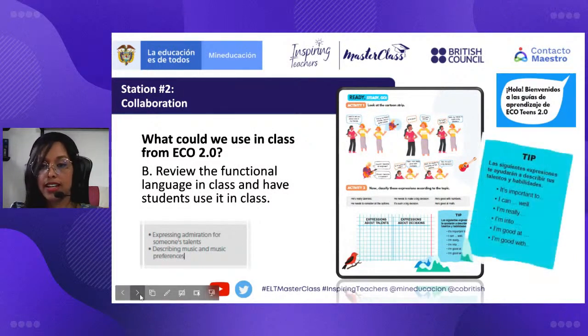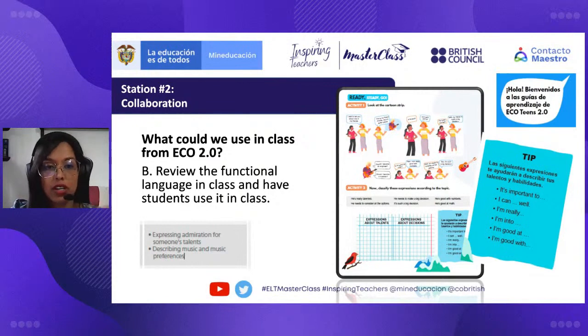So in this case, I have a little example for you. We have our tip, which is something that we can find in the student's guide, and the tip has some language that students can use, and if they've done this before the session because they've prepared, then they can come with this language and be able to use it or to review it and practice it in this station.